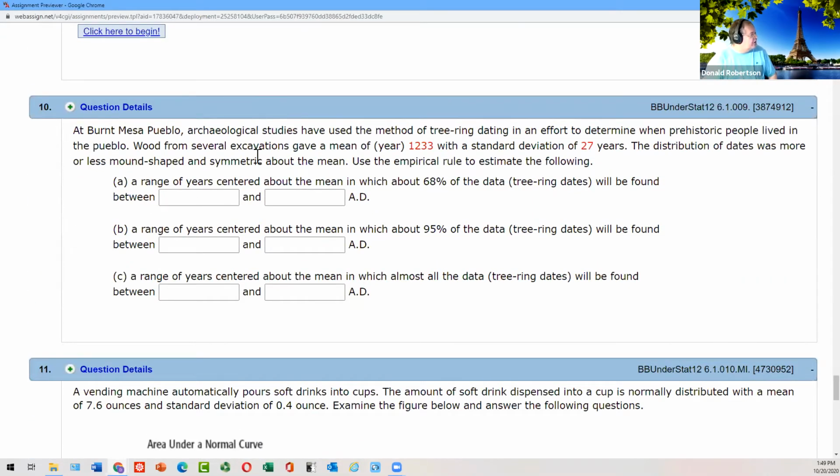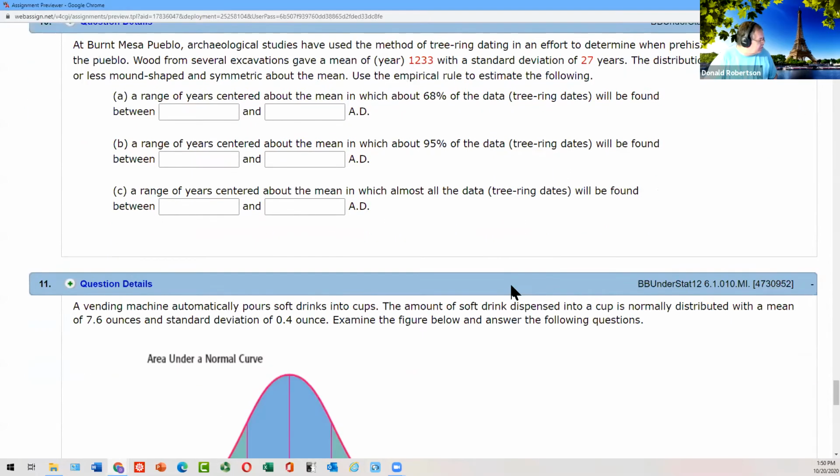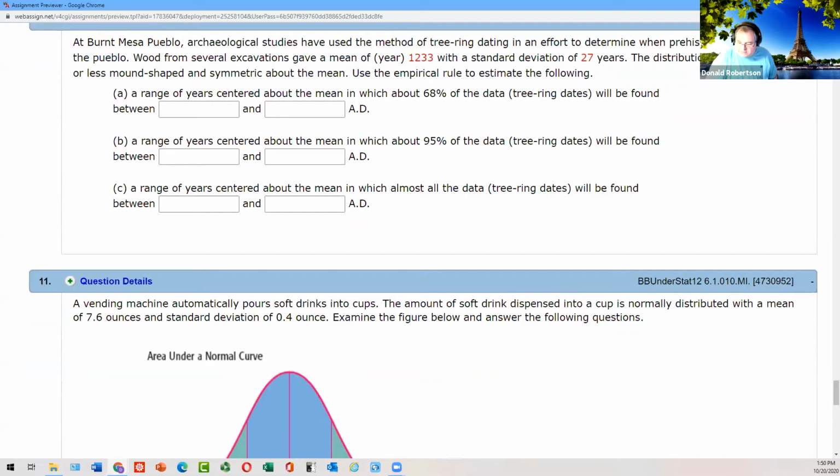And then we get to this one here, question 10. At Burnt Mesa Pueblo, sites have been excavated and they've determined using tree ring information that the mean age was 1233 and that the standard deviation was 27 years. And then it basically asks us for what range were 68%, 95%, and then almost all. So I'm going to close this off here and come back in and show you what that would look like as working.